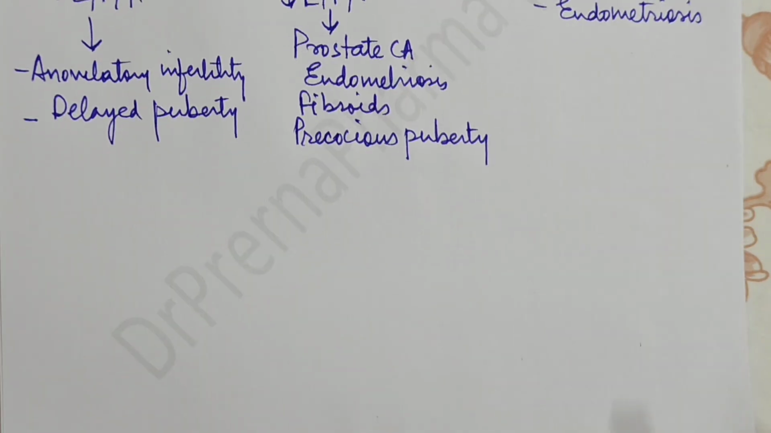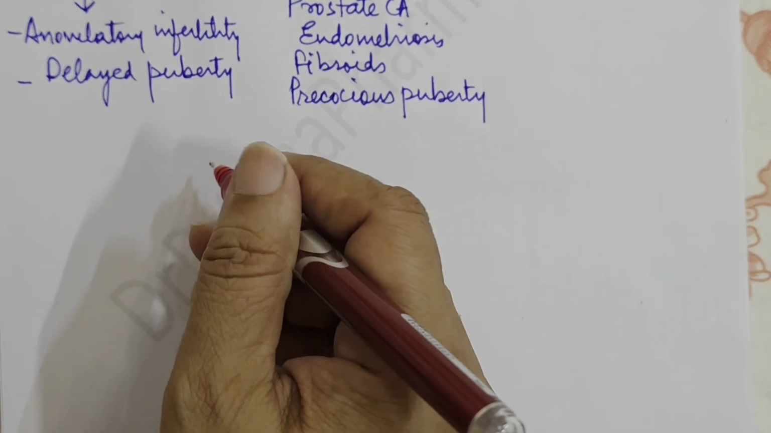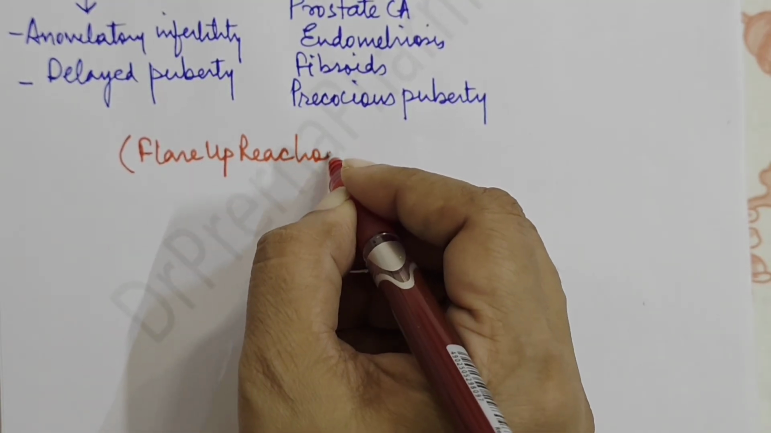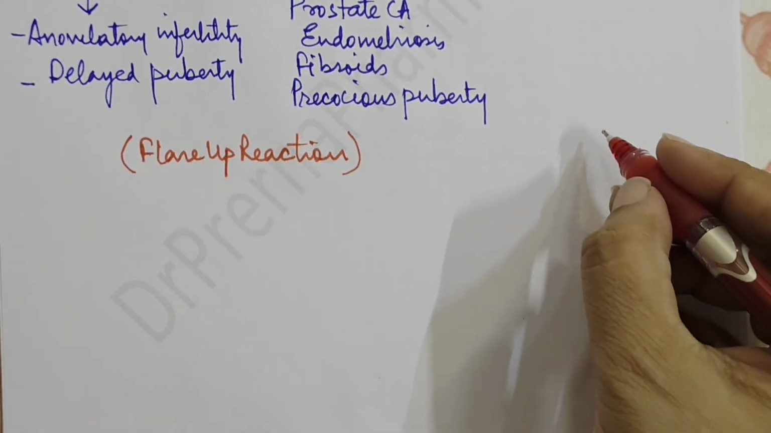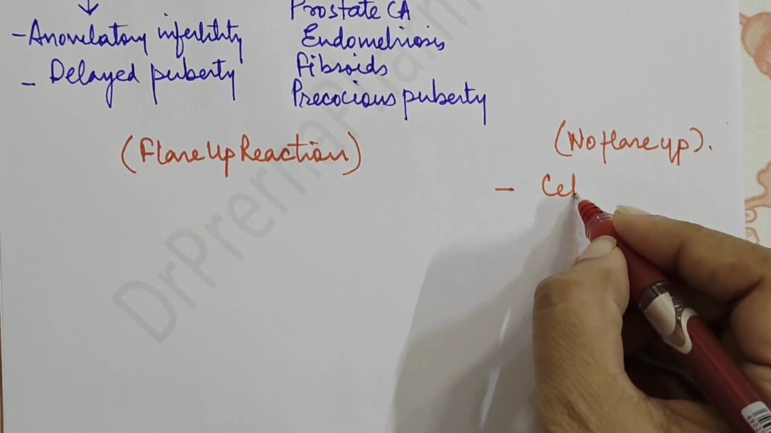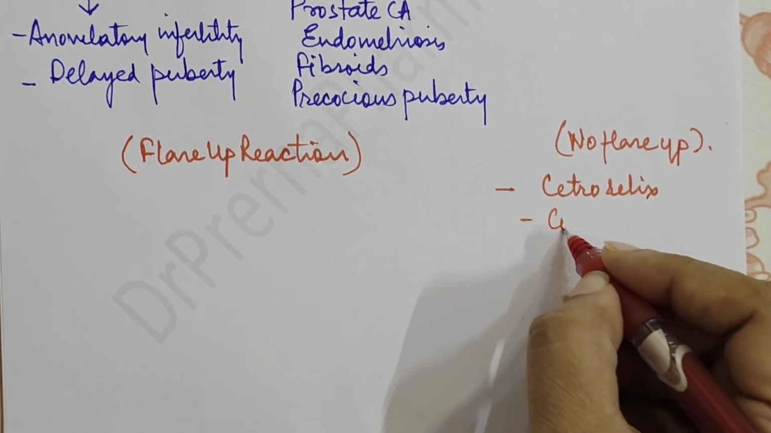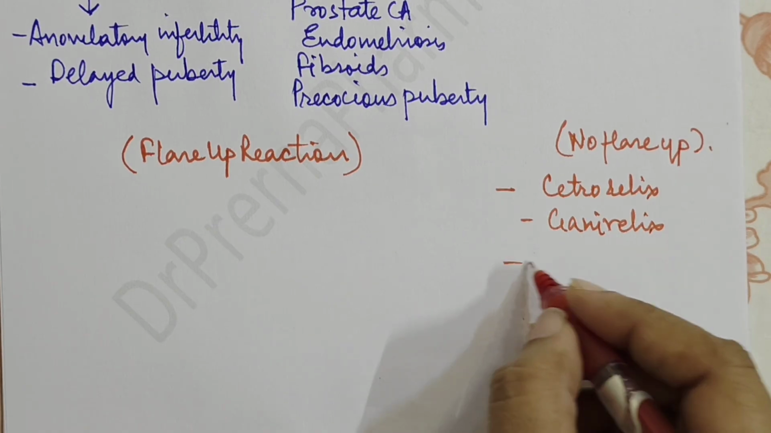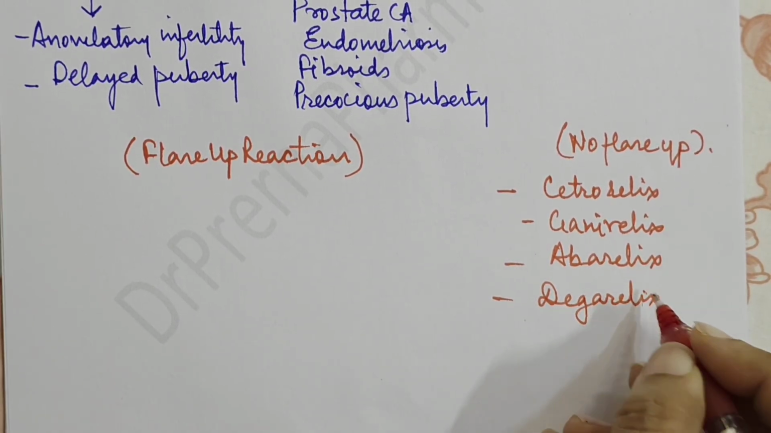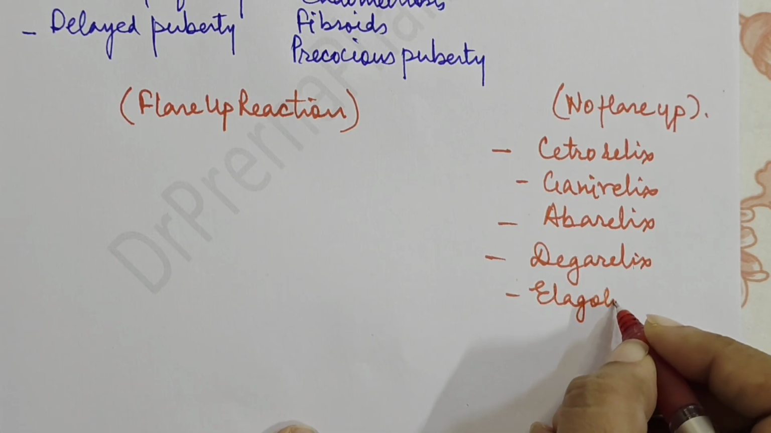Now you will say फिर difference क्या रहा मैडम इनमें दोनों में? तो difference मैं बताती हूँ. जो agonist होते हैं ना, इनमें flare up reaction होता है, because initially they will increase the secretion and then afterwards they will reduce. While in antagonist there is no flare up reaction. Okay. Now antagonist के नाम क्या होते हैं? Cetrorelix, then Ganirelix, then Abarelix, then Degarelix. Okay. And we have Elagolix.